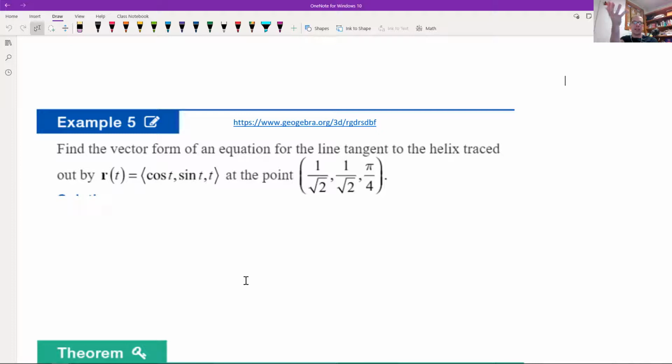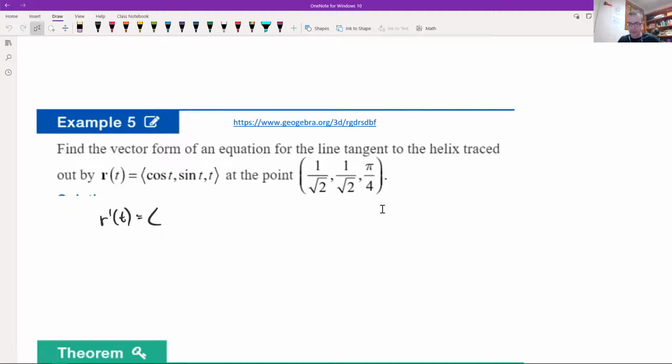And again, the idea here will be, if we want to find a tangent line, we have a point that the line's going to go through. And the other thing that we need to make a line in 3D space is a direction vector. And the direction vector is given to us by the derivative. So real quick, let's find the derivative r prime of t.